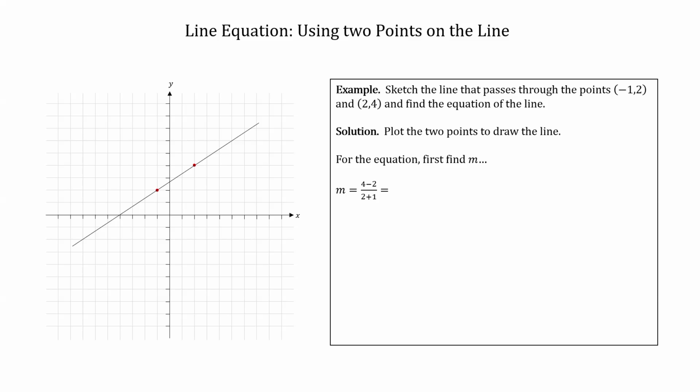So the y-coordinate of the second point is 4, and we subtract the y-coordinate of the first point, which is 2, to get 4 minus 2 on the top. And on the bottom, the x-coordinate of the second point is 2, and the x-coordinate of the first point is -1. So we get 2 minus -1, which is 2 plus 1. So we just work this out, and we get 2 over 3. So that's the gradient. Now we need to find the y-intercept.